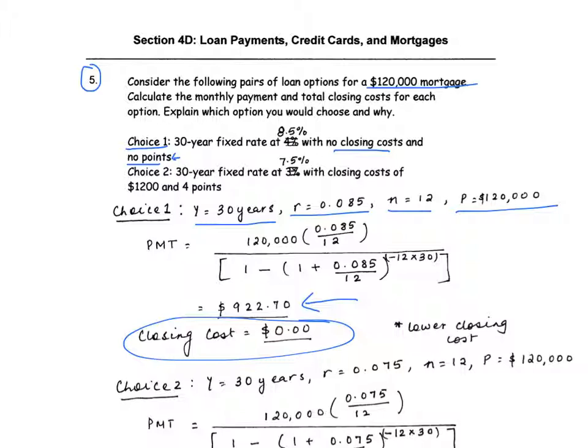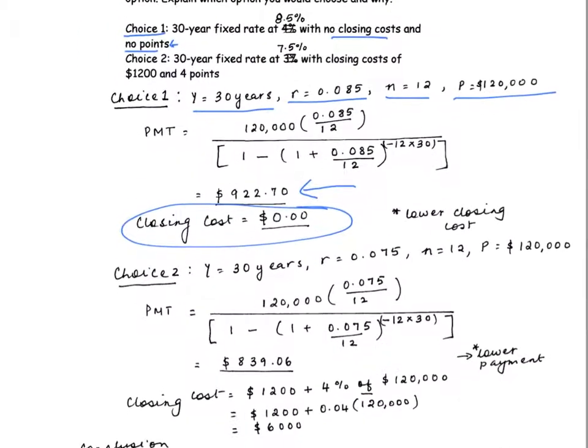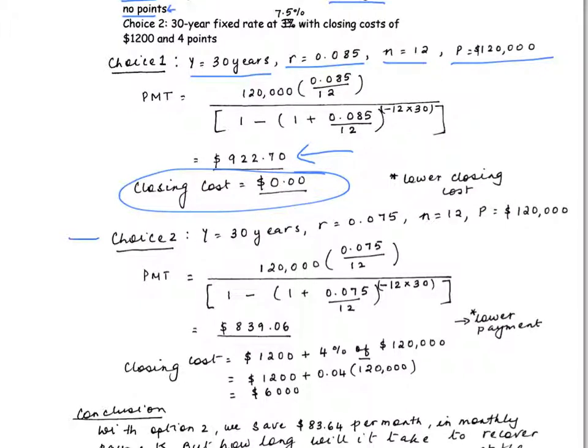Now let's look at our second option. So our second option is a 30-year loan at a slightly lower interest rate, which is 7.5%, which is 0.075, monthly payments, and towards a loan of $120,000. We calculate the payments, plug in all the numbers into the formula, use your calculator, and the monthly payment for this option comes up to $839.06. However, now we need to compare the closing costs as well.